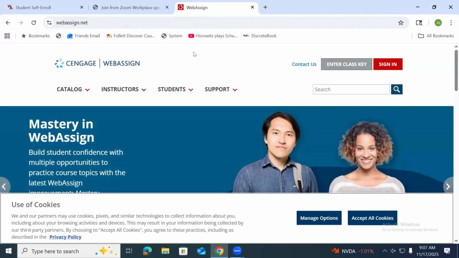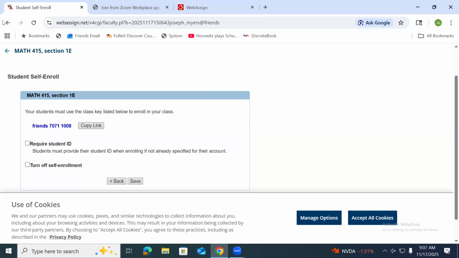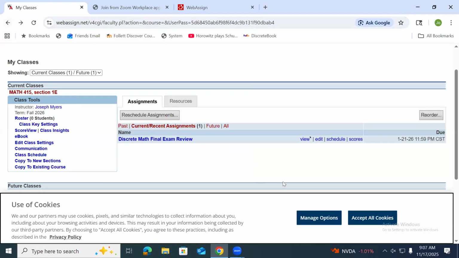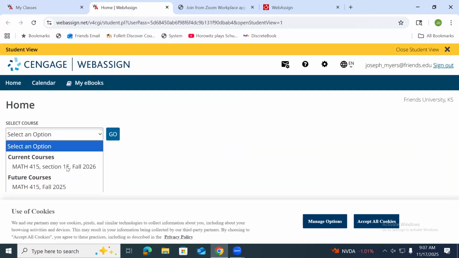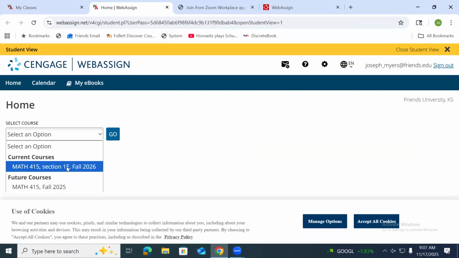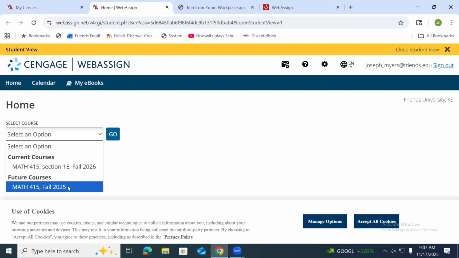So inside of WebAssign, wait, where is that? Okay, let me go back. Inside of there, let me open student view. You'll see a class that says Math 415 Section 1E Fall 2026. And then there's a future one that says Math 415 Fall 2020. Oops, I put in the wrong year because I've been thinking about 2026 for all my other classes. I'll put it in next year, but that's really for this year's. There's the early section, Section 1E, and then the future one, which is going to open up 2 weeks before the end of the semester.